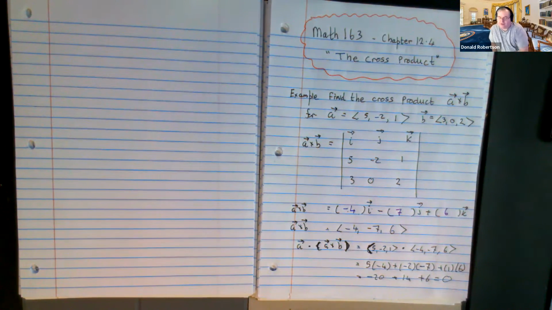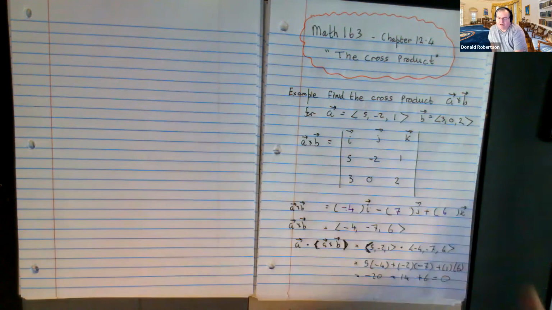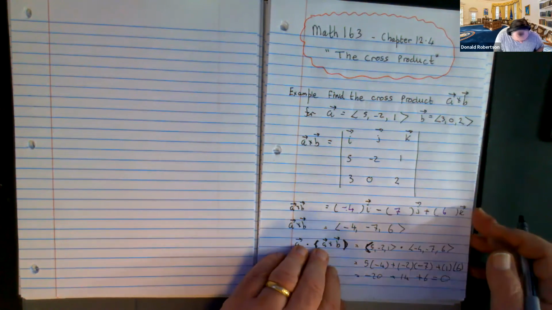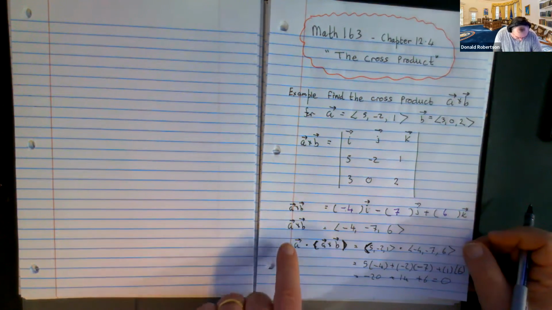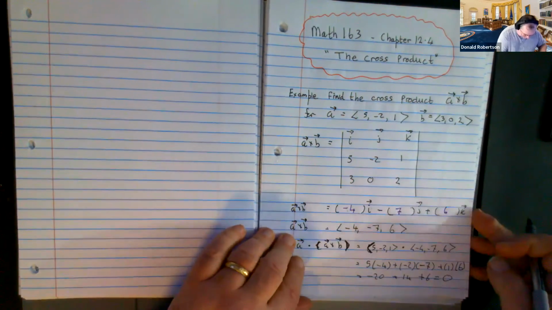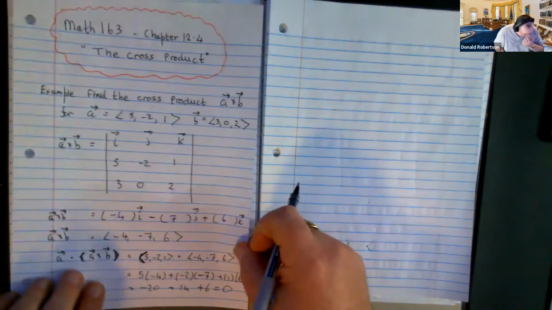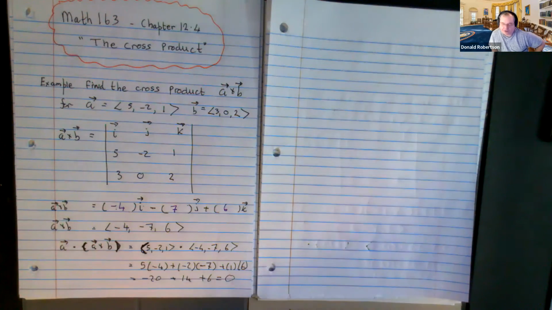So you could use that to check that your cross product is in fact right. It's easy in WebAssign, it just tells you you're right. But if you're doing a test, that's how you would do it. Now, I don't really want to do the other one, but if I did the cross product of this one with this one, I would also get 0. Any questions about that process? How to find cross products?